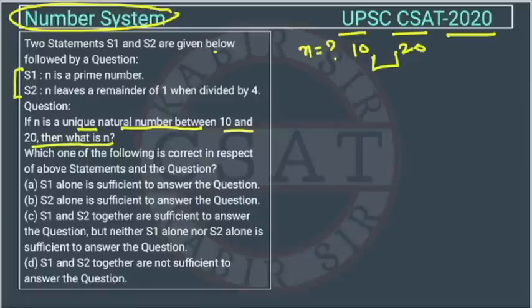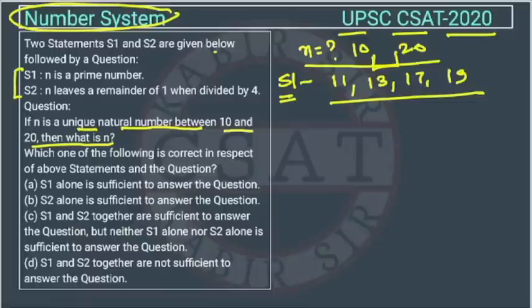Statement first, n is a prime number. So n is a prime number. If n is a prime number, and the question is saying it is between 10 and 20, so we have to find prime numbers between 10 and 20. तो 10 से 20 के बीच में prime number क्या हो सकता है? 11 हो सकता है, 13 हो सकता है, 15 नहीं होगा, 16 नहीं, 17 और 19. So these are the prime numbers between 10 and 20, right? So we cannot find n from this because there are 4 possibilities. Okay, now let's check statement 2. n leaves a remainder of 1 when divided by 4, right?